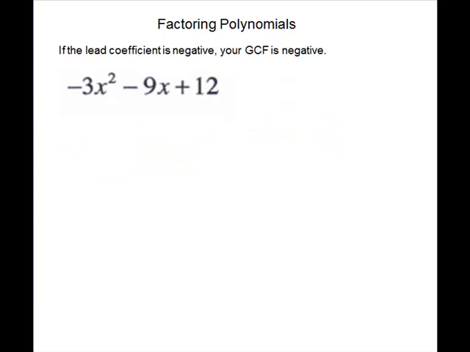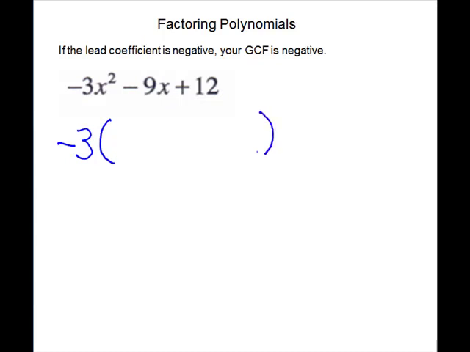If your leading coefficient is negative, your GCF will be negative. So we're in descending order. Our coefficient of the first term is negative, so we're going to choose a negative GCF. So we're going to take negative. All right, try the 3. 3 goes into each thing, so we'll need a negative 3. Try the x. You're not allowed to use x because there's no x in the 12. Right, so negative 3 is our GCF.